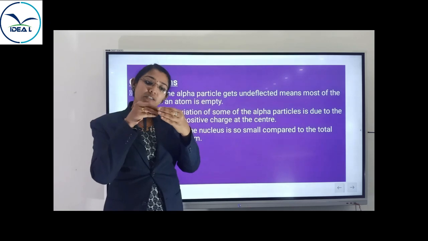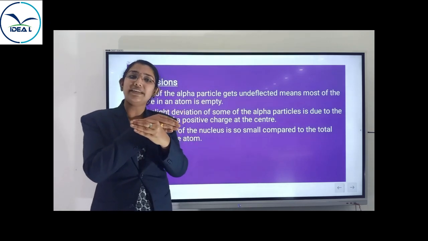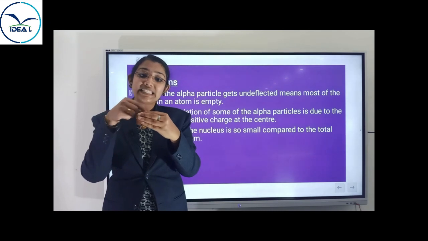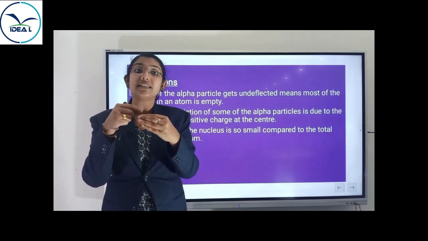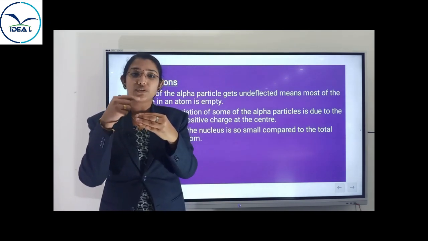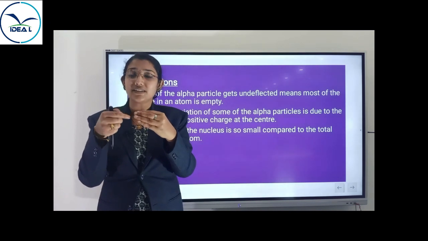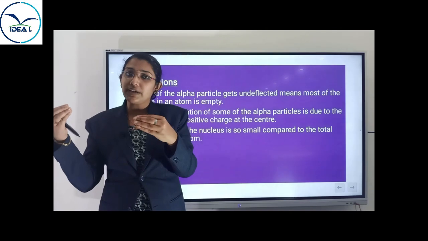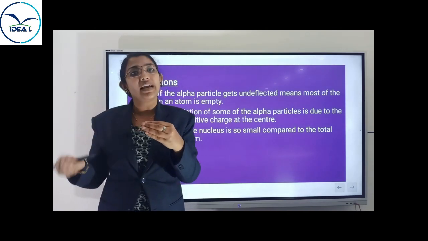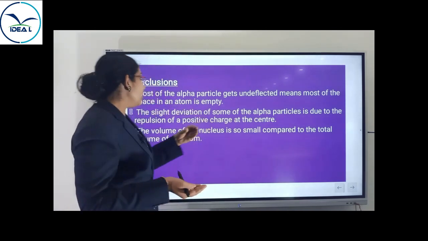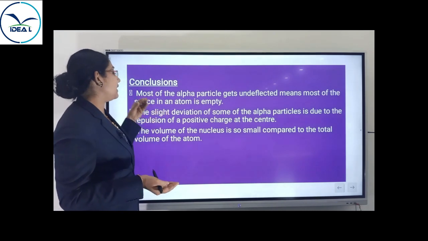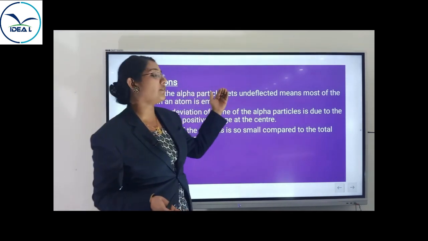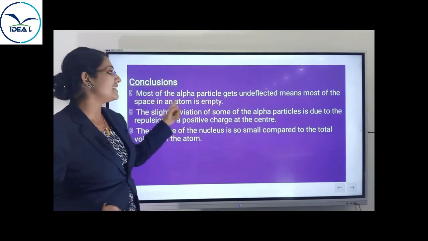Most of the alpha particles go undeflected, which means most of the alpha particles passed through the gold foil without any deviation. That means most of the space inside that gold foil is empty, right? So the first conclusion of the Rutherford atomic model is that most of the space in an atom is empty.